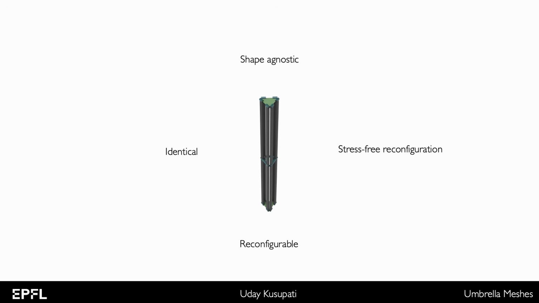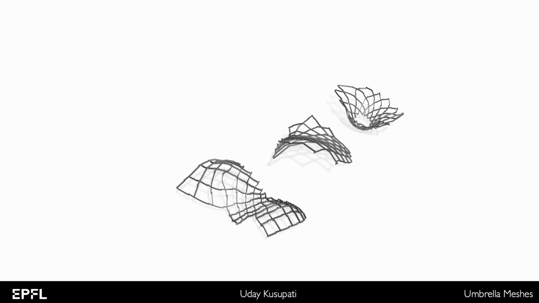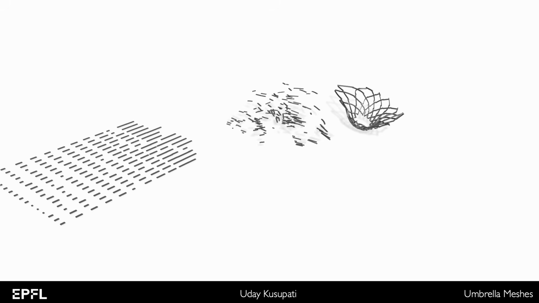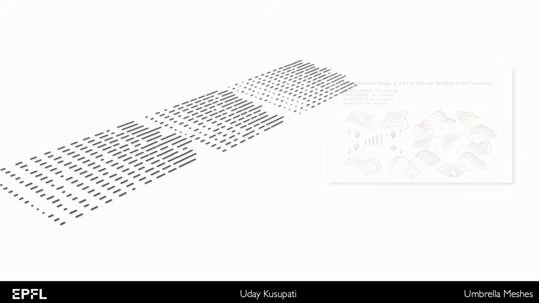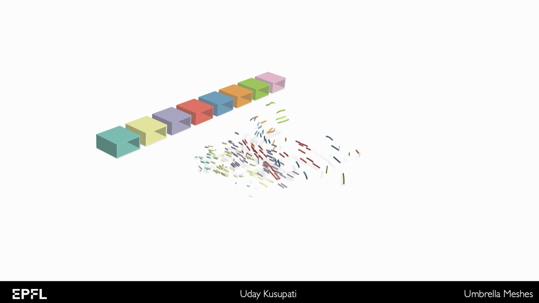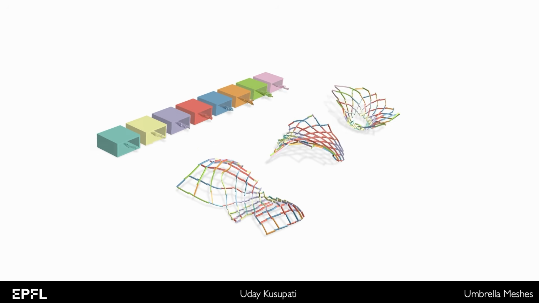Reconfigurable cells are shape agnostic and stress-free, allowing mass fabrication and easy assembly. They promote component reuse across multiple cycles as opposed to custom fabrication. Precisely optimized designs of bending active structures have bespoke custom components with different dimensions and properties. We compute an optimal kit of parts which can be used to recover the designs without sacrificing much design fidelity.